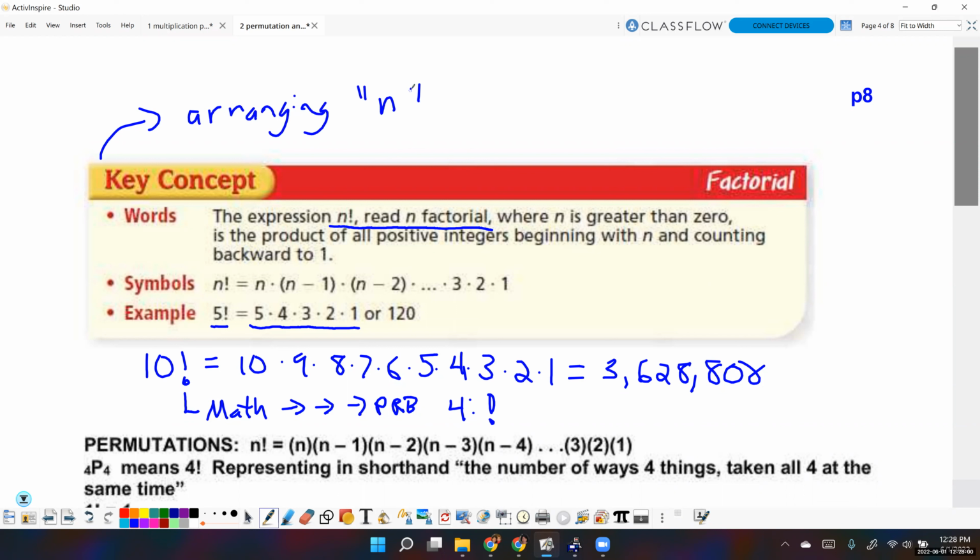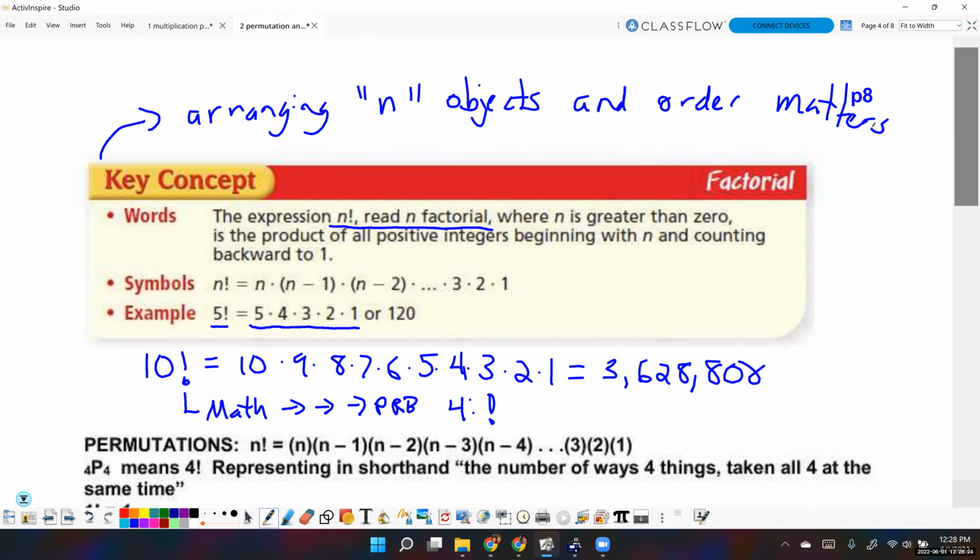So we use factorials, please write this down, when we are arranging n objects and order matters. Meaning the order in which you put people down or you put items down matters. I always give the example, if you're putting kids in a line, the order matters.